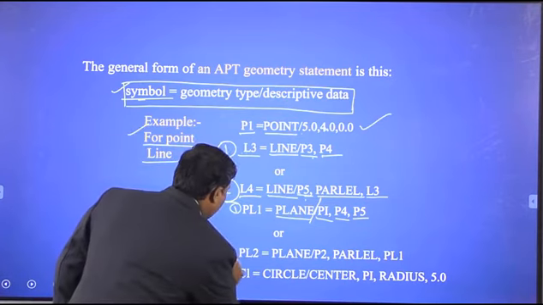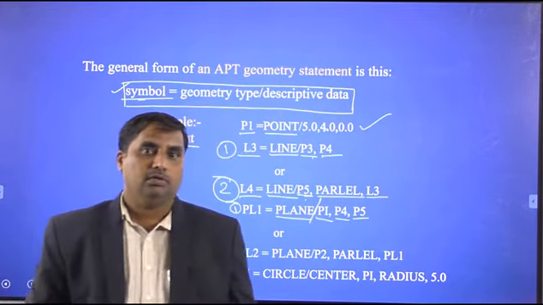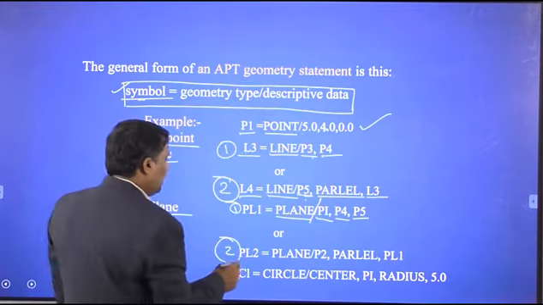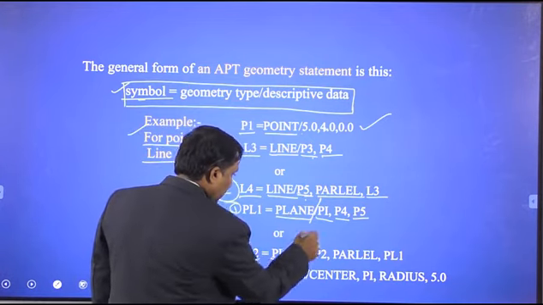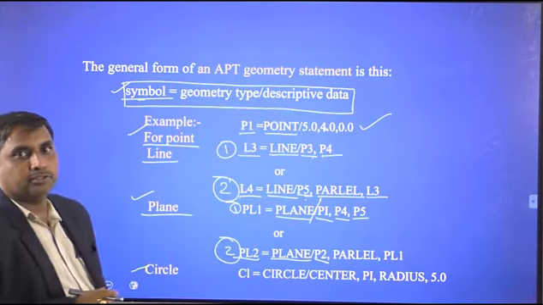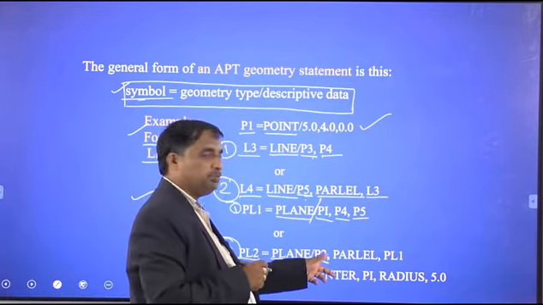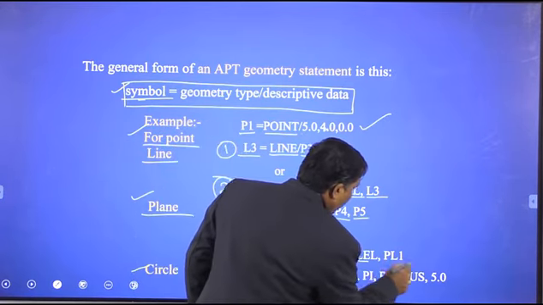Another one is plane 2. This is another way of defining a plane. How will we define it here? Again PL2 equal to plane, the geometry type, slash, next P2. P2 means passing through the point P2, parallel to plane 1.